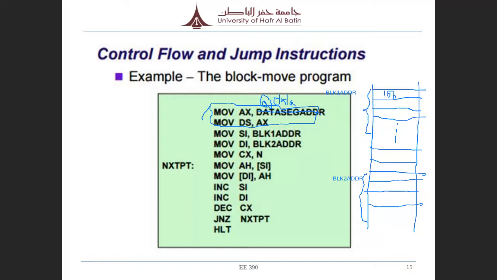Okay, so that means the memory location data will come to AH. So that means 15h is now loaded in AH, and then move [DI], again memory location, comma AH. So the value of AH will come to the memory location represented by the offset in DI, and you know that DI is represented by this memory location, block 2 address. So now 15h will come here.